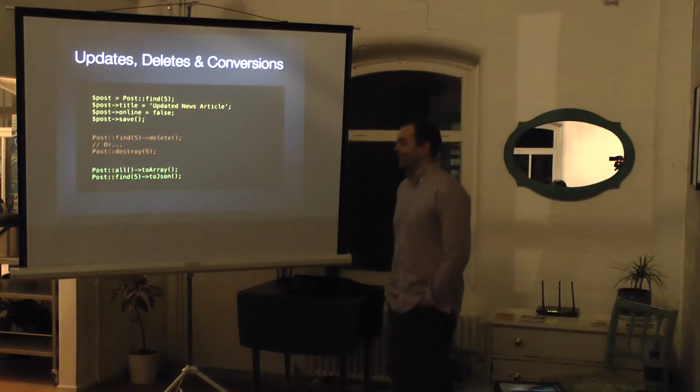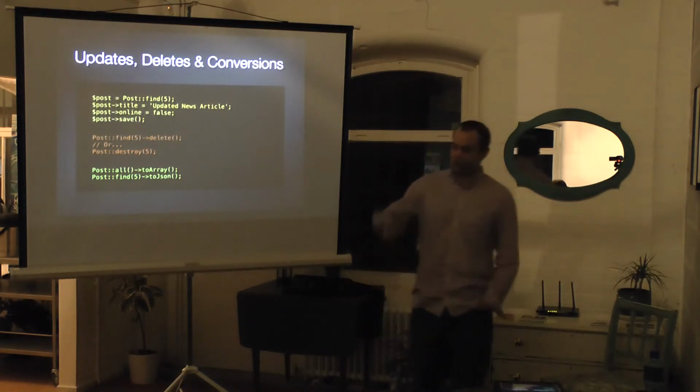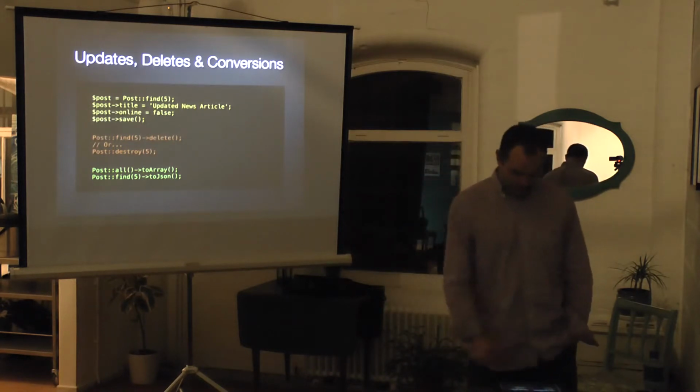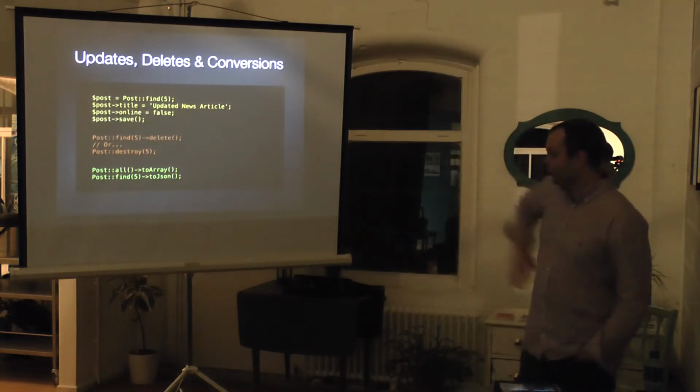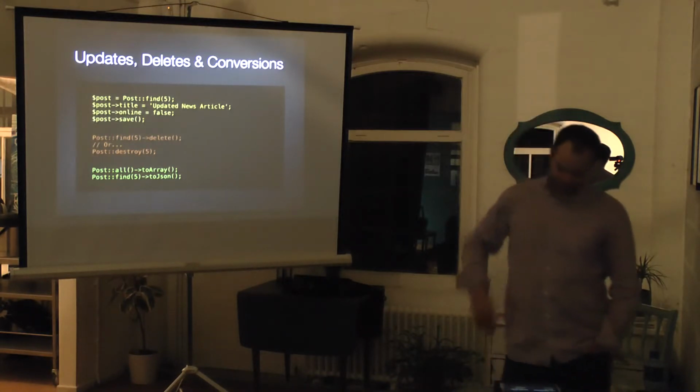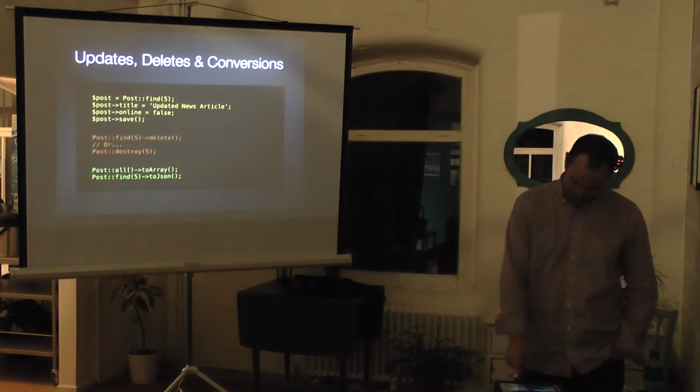Conversions. You can easily convert both a collection of models, or you can convert a single model. So in this first example, Post::all()->toArray() is getting all posts in the database and converting them to an array. It's just an array of arrays then, so you can work with that in whatever way you need to. And then the second example, toJson: finding the post with ID 5 and converting it to a JSON string. You can send it through to Ajax or whatever.